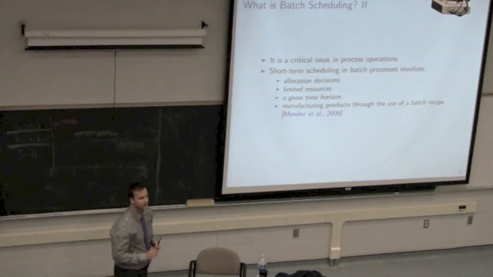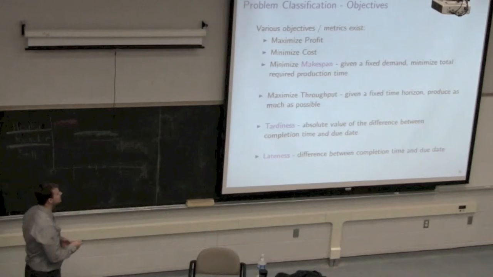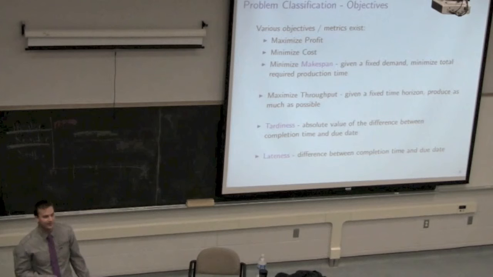Now, I was trying to get at earlier, what is a good schedule? How do we measure good? What metrics do we use? These are some of the metrics that are available to us. For example, you might want to maximize profit for your production process. Another alternative might be, I want to minimize cost. They're not always the same thing, actually. They can be different, and they can give you different answers depending on what you're trying to achieve.